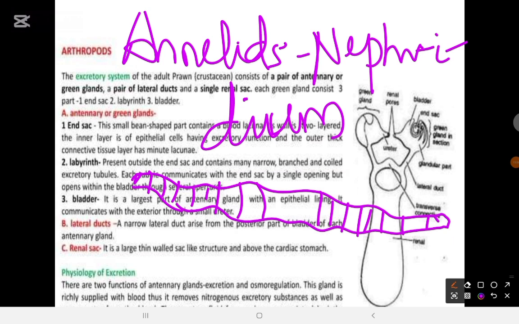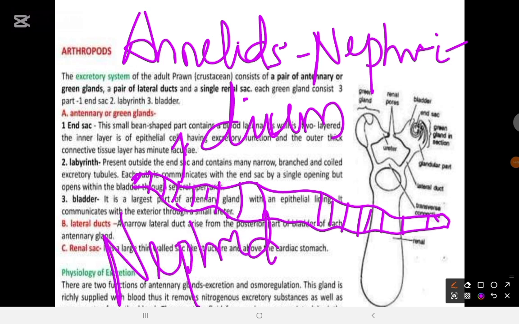They also excrete excess water, and they push it out through pores known as nephridiopores. Okay, so we have begun to see uricotelic organisms now. Uricotelic organisms. Right. So that's pretty much it.